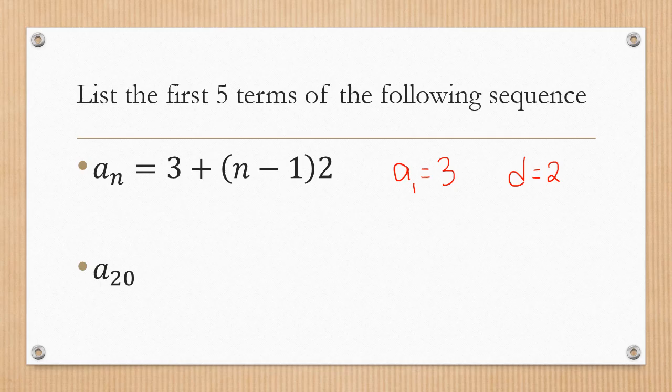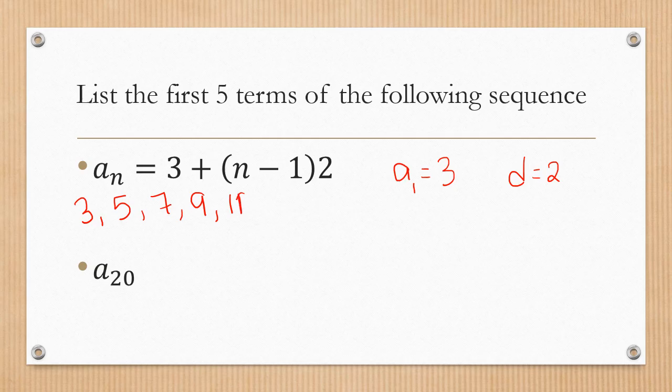So to get the answer or to list the terms of the sequence, I'm going to start with 3, and then I'm going to add the common difference to the first term to get to the next term or the second term, which in this example is going to be 5 because 3 plus 2 is 5, 5 plus 2 is 7, 7 plus 2 is 9, and 9 plus 2 is 11.